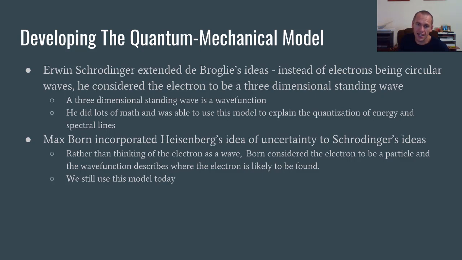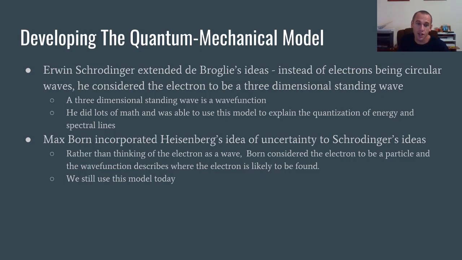And then Max Born said, yes, that, except an electron is actually a particle. So we're going to think of it as a particle, but because of Heisenberg's uncertainty principle, we don't know where that particle is. Because your wave equation limits where it can be, we're going to say that your wave function describes the probability of where the electrons are likely to be found.